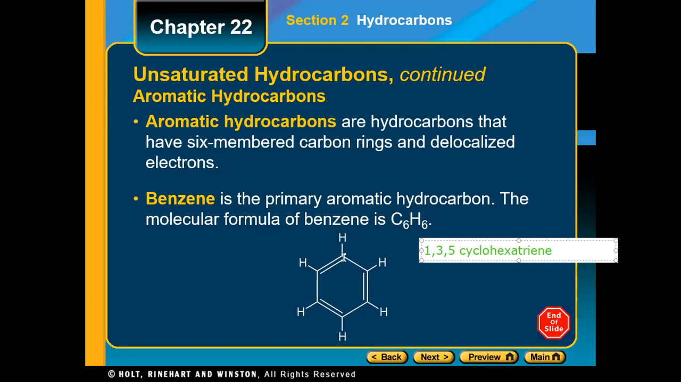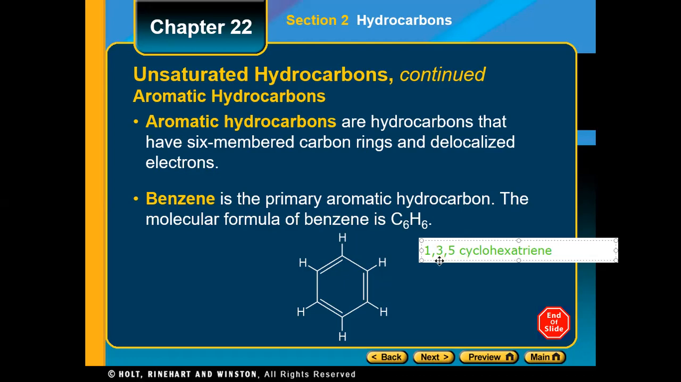So if I start here, I will count counterclockwise. If I start here, I will do it clockwise. And it doesn't matter where I start, my double bonds are going to be at carbon number 1, carbon number 3, and carbon number 5. Is that clear? Do you understand what I'm saying? Yes. Okay.